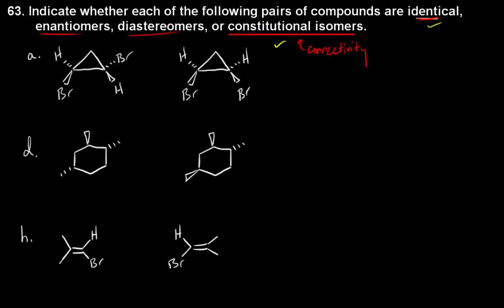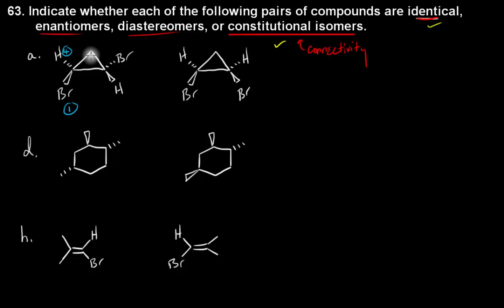So thinking about priority for this guy right here, hydrogen is always going to be the lowest priority, so that's number 4. Bromine has the highest atomic number between bromine, carbon, and carbon, so this is going to be number 1. And then here you have to choose between this carbon right here and this carbon right here.